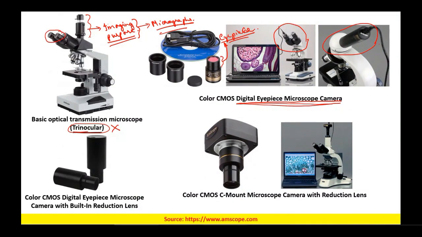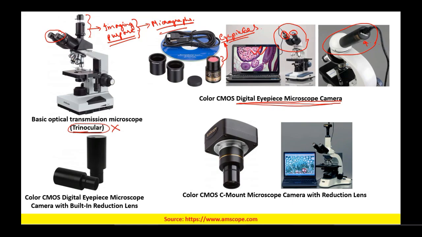So these eyepiece cameras, microscope cameras, can be fitted by removing one of the eyepieces. Over here, if you see, one of the eyepieces has been removed and that has been used to capture the micrograph. Similarly, in the monocular microscope, there is only one eyepiece lens. That eyepiece lens can be removed and replaced with this digital eyepiece microscope camera, and it will be able to give you some good quality images.